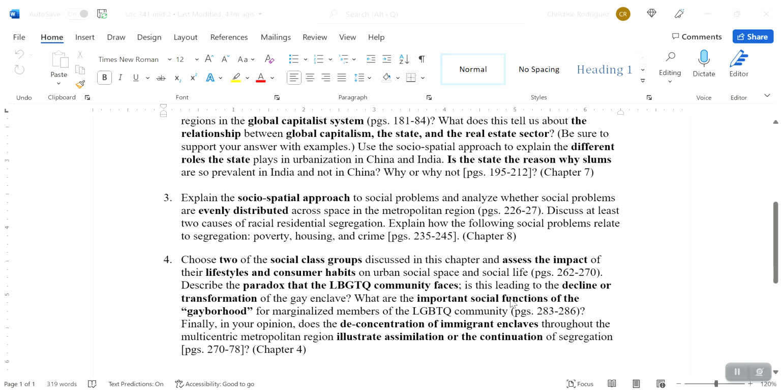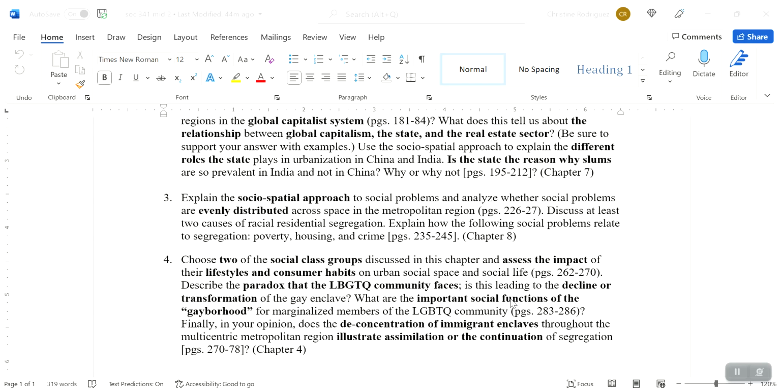Number 3, explain the socio-spatial approach to social problems and analyze whether social problems are evenly distributed across space in the metropolitan region. Discuss at least 2 causes of racial residential segregation. Explain how the following social problems relate to segregation: poverty, housing, and crime.